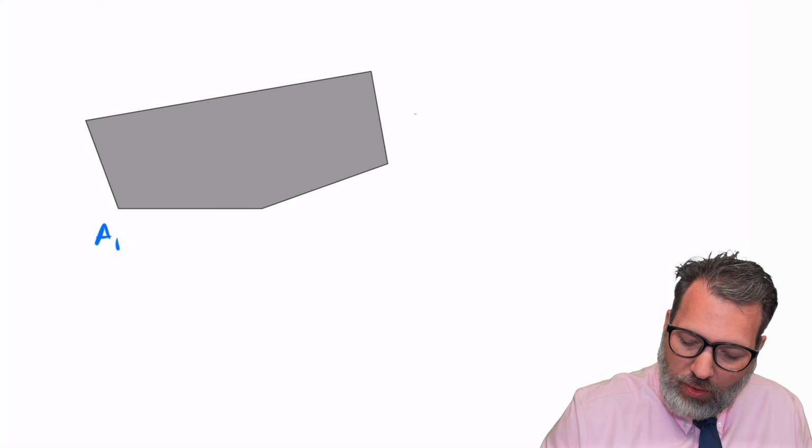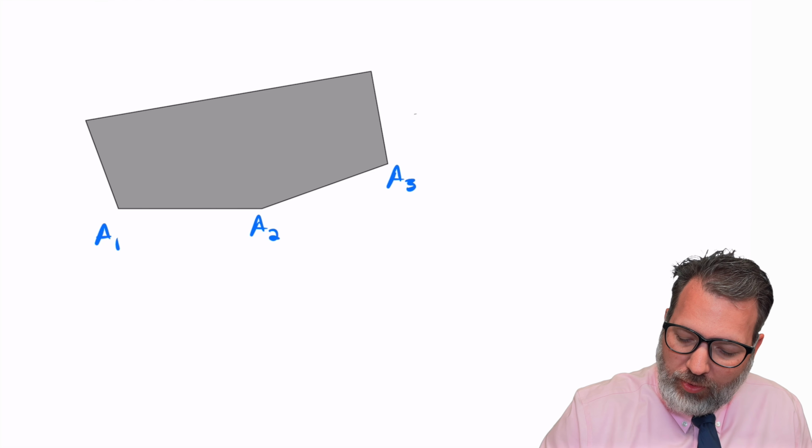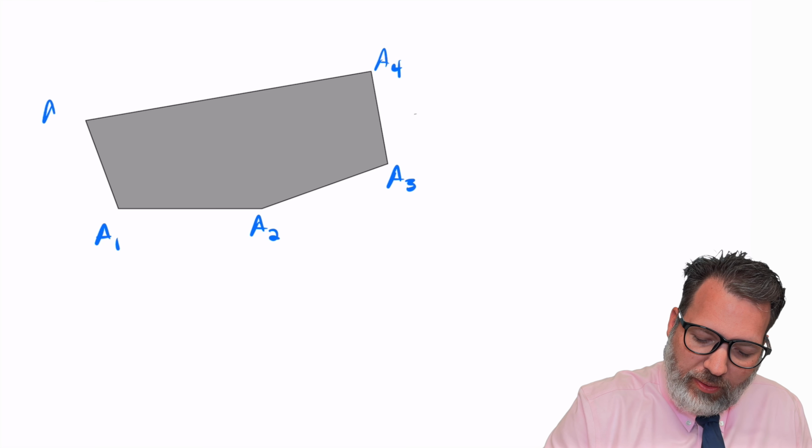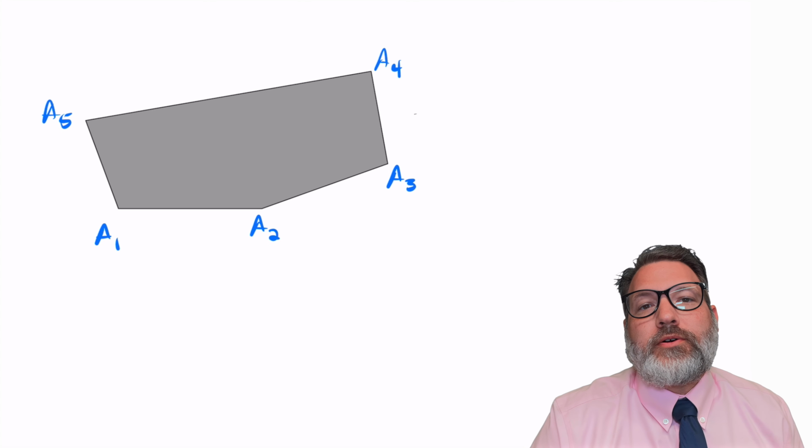A pentagon has 5 sides and 5 angles, and let's go ahead and label the angles or the corners of this figure. We're going to label them A1, A2, A3, all the way around the figure until we get back to the 5th and final angle, A5.